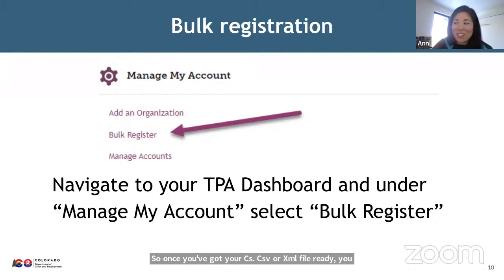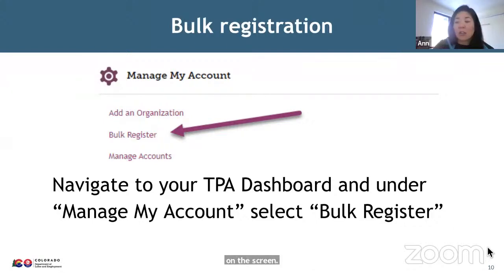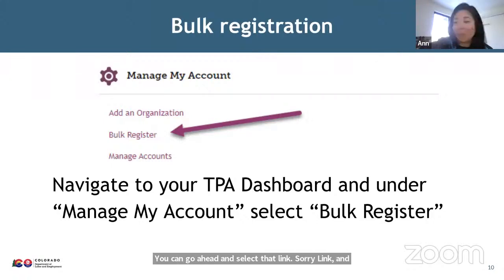So once you've got your CSV or XML file ready, you can go ahead and bulk register your clients. You'll definitely need to log into the My Family Plus Employer portal and then navigate through the TPA dashboard. Much like on the screen here, you'll see the bulk register button. You can go ahead and select that link, and then go ahead and upload the files and select the file you want to upload.